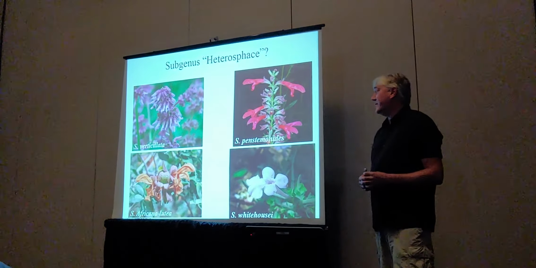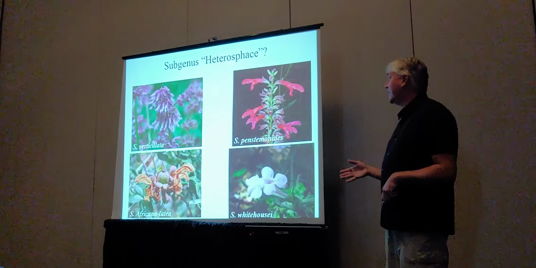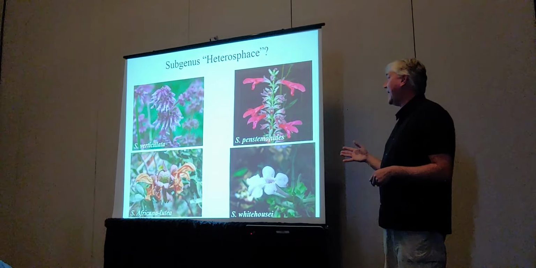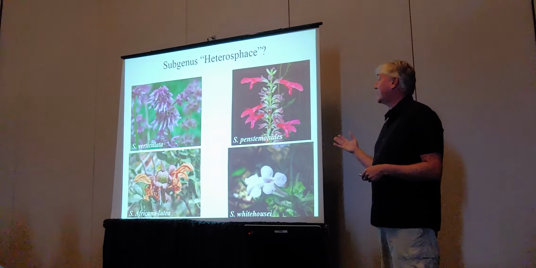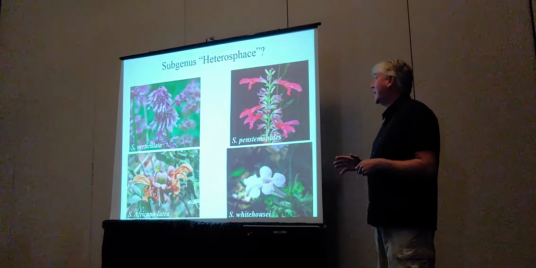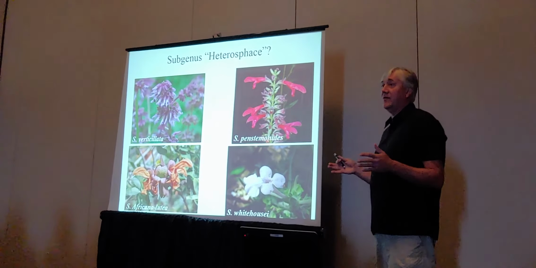It's worth noting that if you were to follow the route of breaking up Salvia, the logical course of action would be to take this group of 40 species and probably make 5 or 6 genera out of it, because they're as morphologically disparate as anything in the whole genus is.